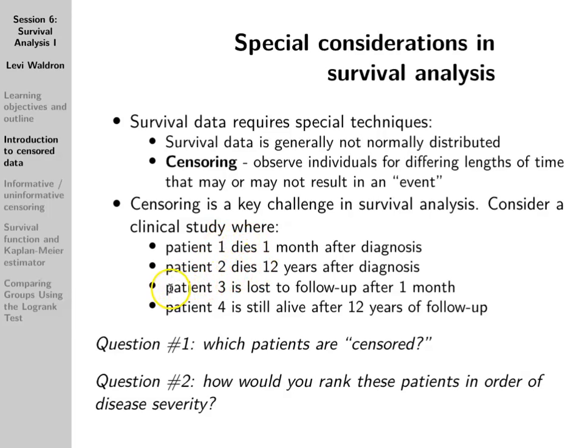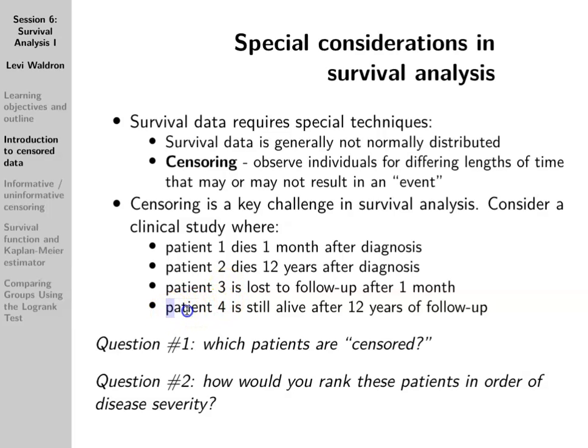But what about patient 3? Patient 3 is lost to follow-up after 1 month. It's really not clear how severe that patient's disease was. It's clear that it is less severe than patient 1 because after the same length of follow-up, patient 1 died and patient 3 did not. But compared to patient 2, we just can't say because we didn't follow patient 3 for 12 years.